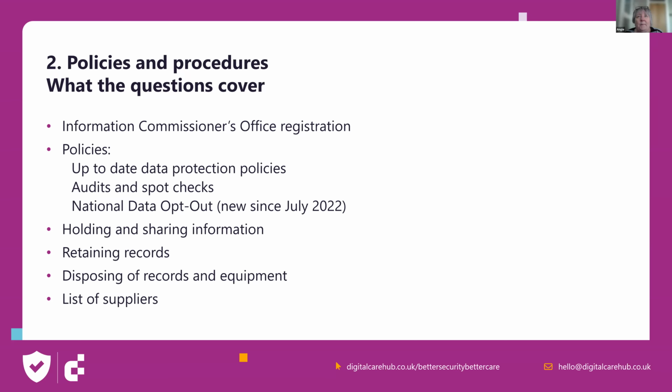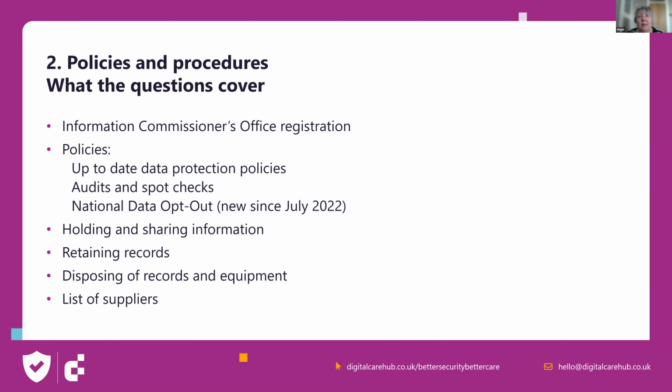Okay. So holding and sharing your information. What documentation should you have to be GDPR compliant, for example your privacy notice? And then retaining records, have your retention schedule in place. So you should have a note of all the types of documentation you're holding and how long you can keep them, and then what you're going to do to dispose of them. So how do you dispose of records safely? You need to have that noted down in your policies.